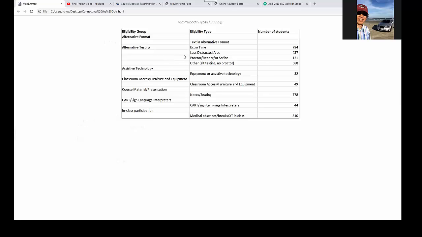Most of us as faculty have already experienced this: it ends up in alternative testing, giving them extra time. If you are teaching on-site, you put them on a list, in a distraction-reduced area, and then you use a proctor, the reader, and other technology.